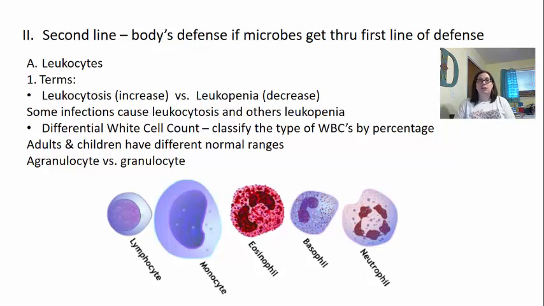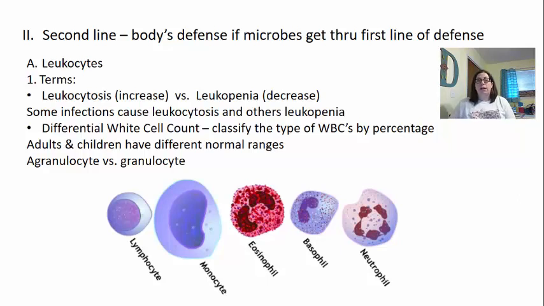Certain percentages could let us know that's high or low and maybe what kind of infection we're potentially dealing with. Adults and children have different normal ranges, so it's important to note the age of the patient. And we do see that there are two different types of these leukocytes. They can either be what we call agranulocytes or granulocytes.